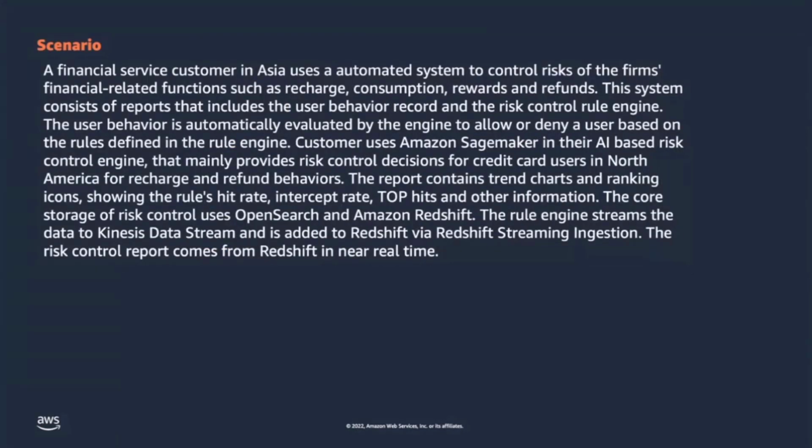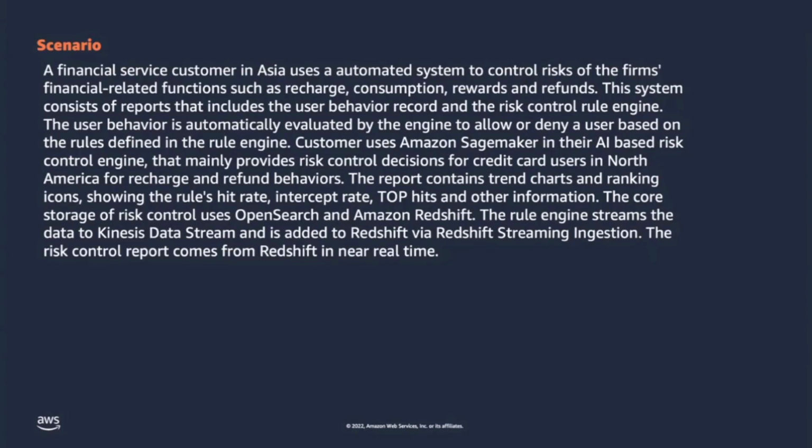So this is one of the examples where one of our financial service customers in Asia uses the Amazon Redshift streaming ingestion feature. They had an automated system to control risk of the firm's related financial functions, such as recharge, consumption, withdrawals, and refunds. This system consists of a report that includes the user behavior record and the risk control rule engine. The user behavior is automatically evaluated by the engine to allow or deny a user based on the rules defined in the rule engine.